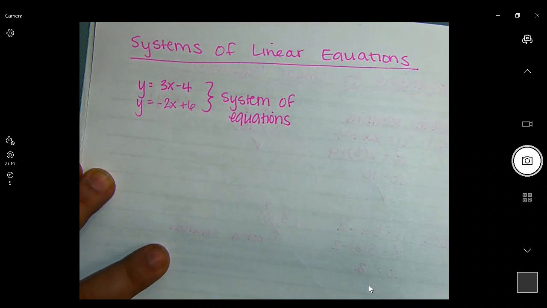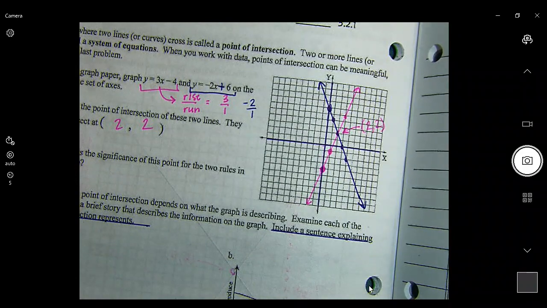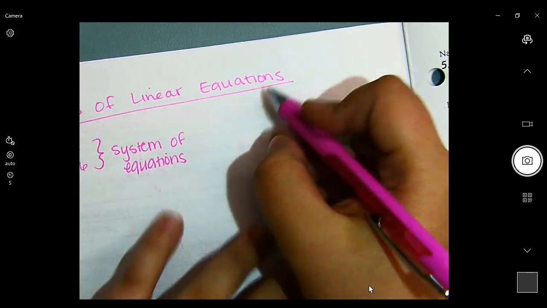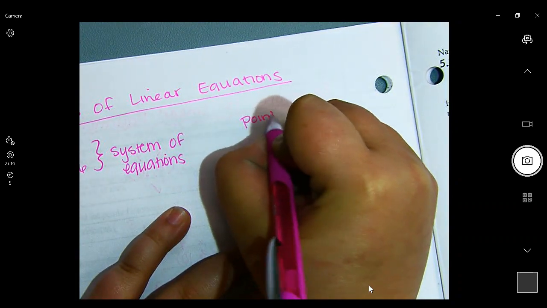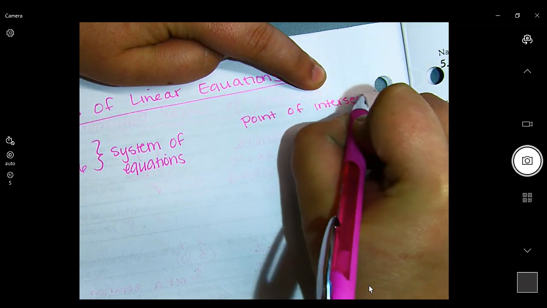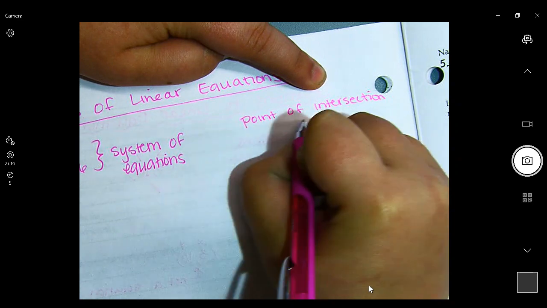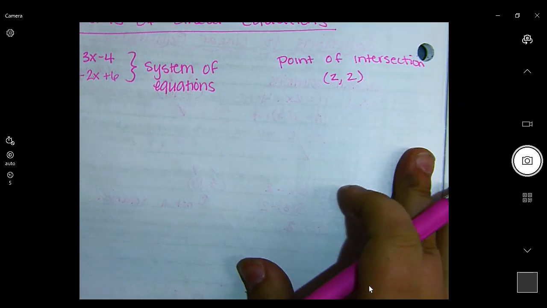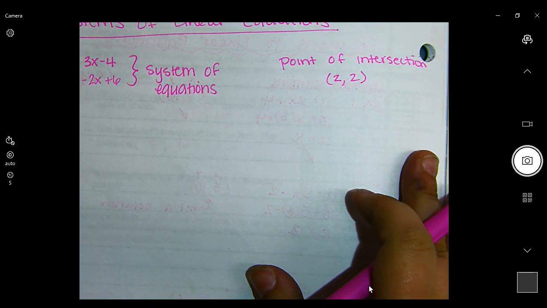Okay, so we graphed these two lines on our grid yesterday, and we found that the point of intersection was 2, 2. So this point of intersection is actually really important. Okay, so our point of intersection was 2, 2. Now, what does this mean?